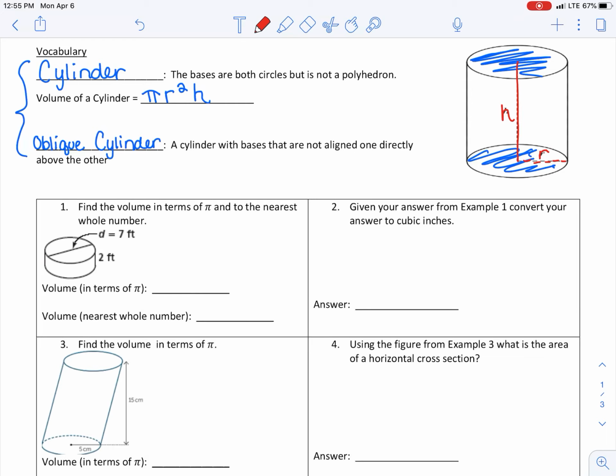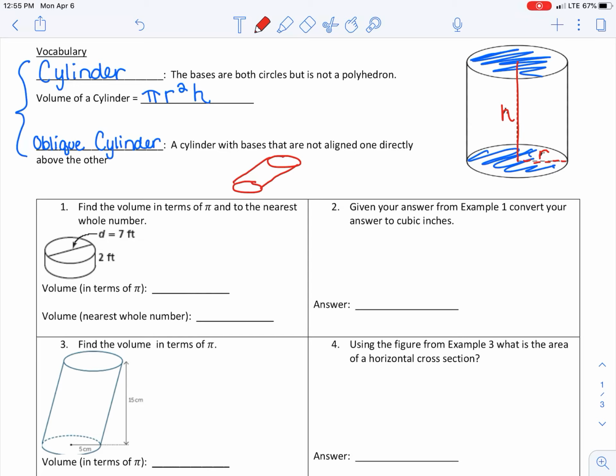The other definition we have here is an oblique cylinder, and that is a cylinder with bases that are not aligned one directly above the other. I'm sorry. So that would be like having something like this, which looks absolutely horrible. Let me try that again. So it would have something where both your bases are circles, but they're just not directly on top of each other. Okay. Still not the best picture, but sorry.